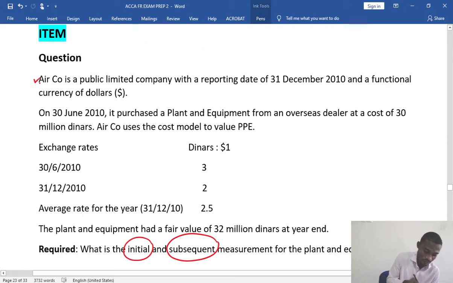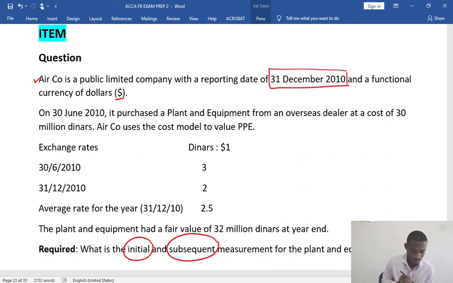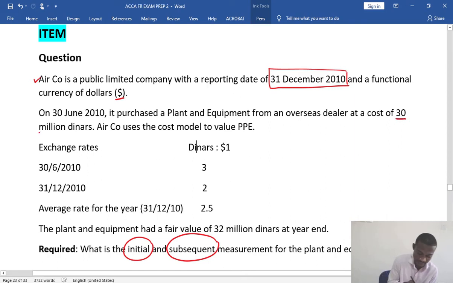Airco is a public limited company with a reporting date of 31st December 2010 and a functional currency of dollars. Very important. On 30th June 2010, it purchased a plant and equipment from an overseas dealer at the cost of 30 million dinars. So 30 million dinars.